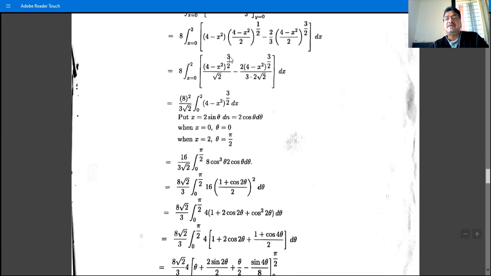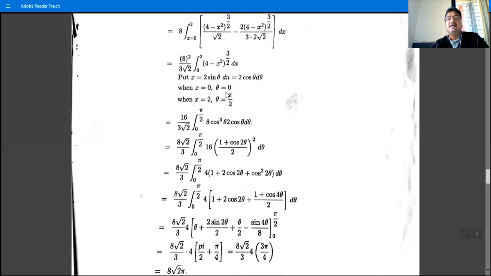Integration of 4 minus x square raised to 3 by 2, and minus 2. So take the subtraction of these two. This is the LCM, and then we have this answer. And this is by using substitution. x is equal to 2 sine theta, and therefore dx is 2 cos theta d theta. As x tends to 0, theta also tends to 0, because sine 0 is 0. Theta is sine inverse x by 2, and if x is 2, then 2 by 2 is 1, and theta is sine inverse 1, that is pi by 2. So theta runs from 0 to pi by 2.